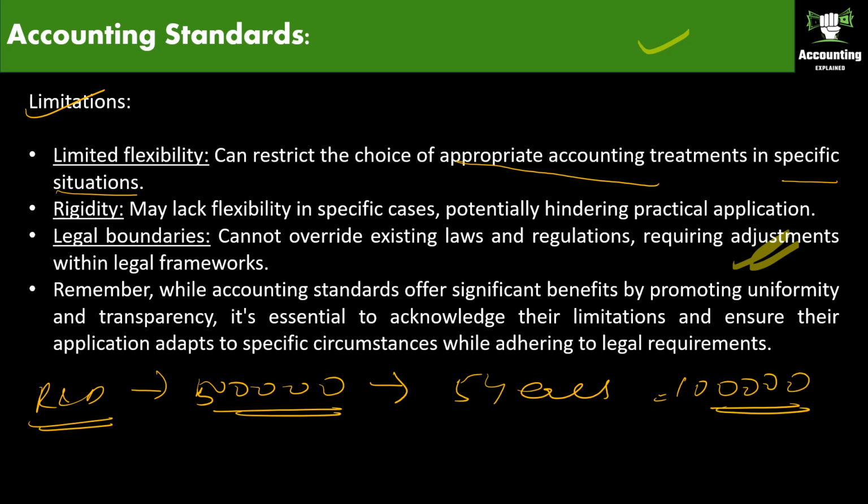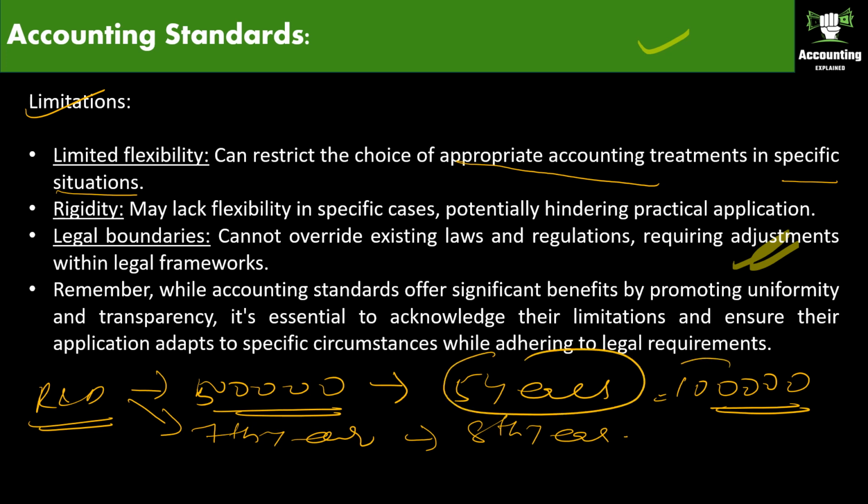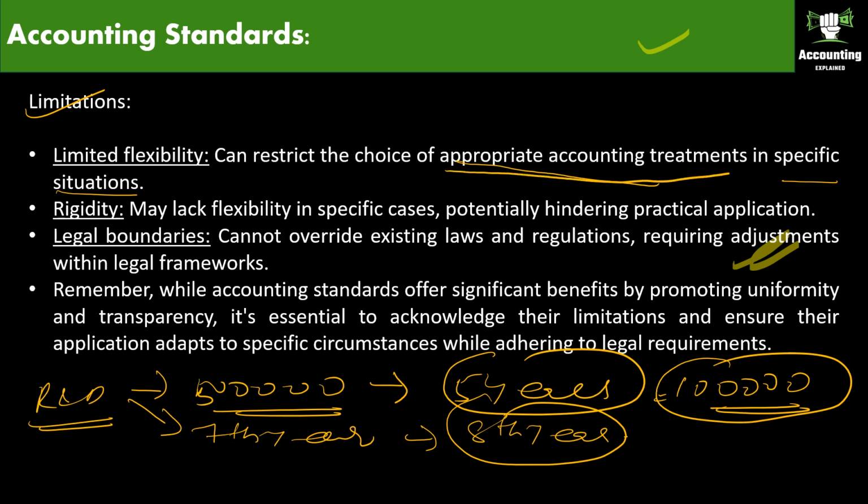Suppose, see, it takes a lot of time to develop a new model of car. Suppose we are going to develop the new model car only in the 7th year, and our car became a hit only in the 8th year. What happened? In the initial 5 years, our profit was decreased by 1 lakh rupees, which is not correct. Actually, we have reaped the benefit only in the 8th year. So it is not showing properly. It can restrict the choice of appropriate accounting treatment in specific situations. This is one of the specific situations.